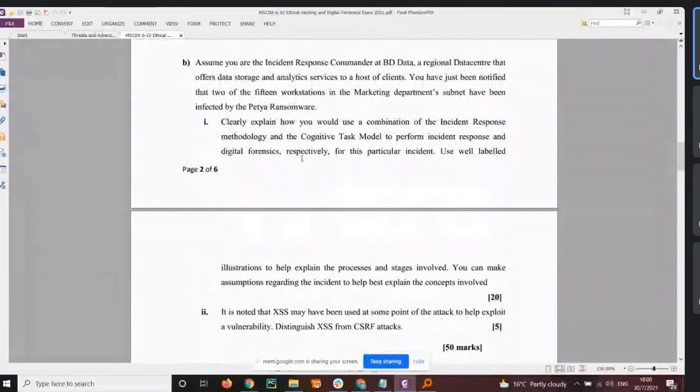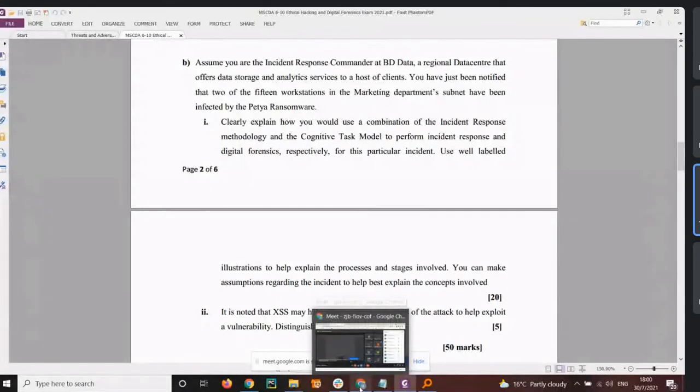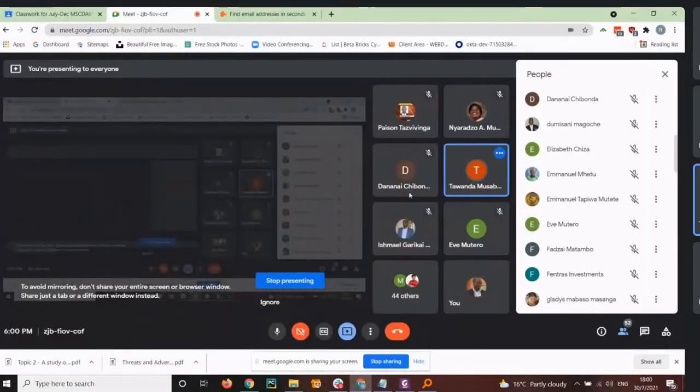And then for part B, Aisha. Yes, hello. I just wanted to ask, is the MITRE attack framework the same as the cyber kill chain, or are they two different things that can be mapped directly together?